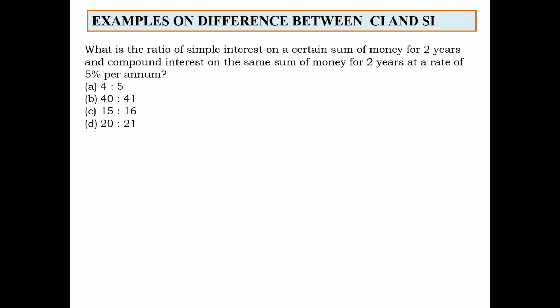Look at this question. Ratio of simple interest on a certain money for 2 years and compound interest on the same money for 2 years at a rate of 5% is. All right, we have one answer.